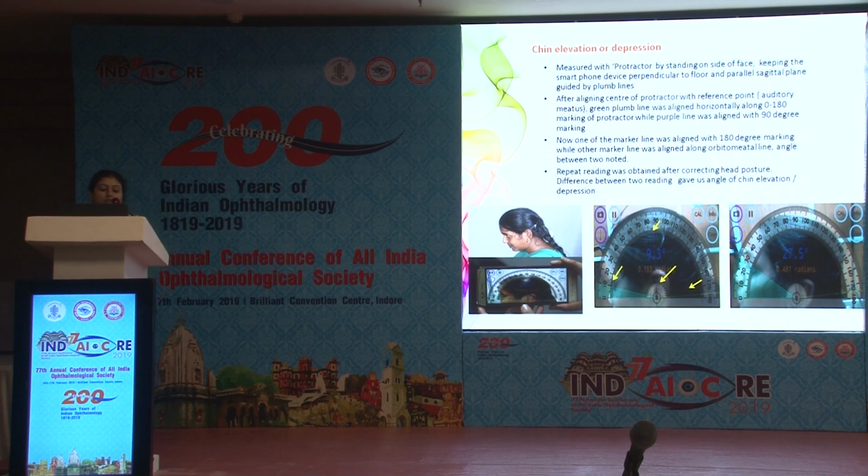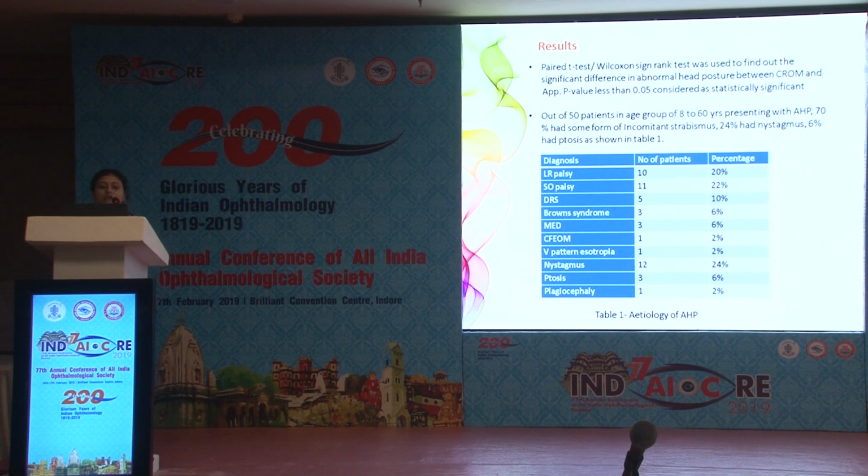Here we can see in the first picture, with the AHP, the angle is 9.3 degrees, while after correcting the AHP, the angle is 27.5 degrees. So the difference between two gave us the chin depression. The results of the study were analyzed by paired t-test or Wilcoxon signed rank test to find out the significant difference in abnormal head posture measurement between CROM and application. A p-value less than 0.05 was considered statistically significant.